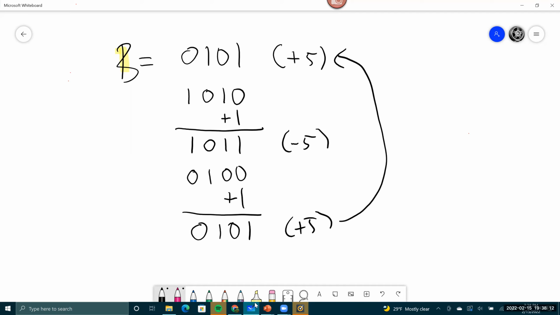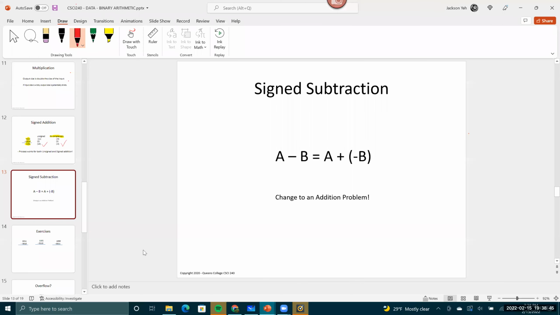Do you see that? Mind is blown, right? So it doesn't matter if you have a positive or negative number. Remember, to flip the sign, it's always flip the bits and add 1. All right? Does this example make it clear for you? So whatever the number B is, if you want to change its sign, you flip the bits and add 1.